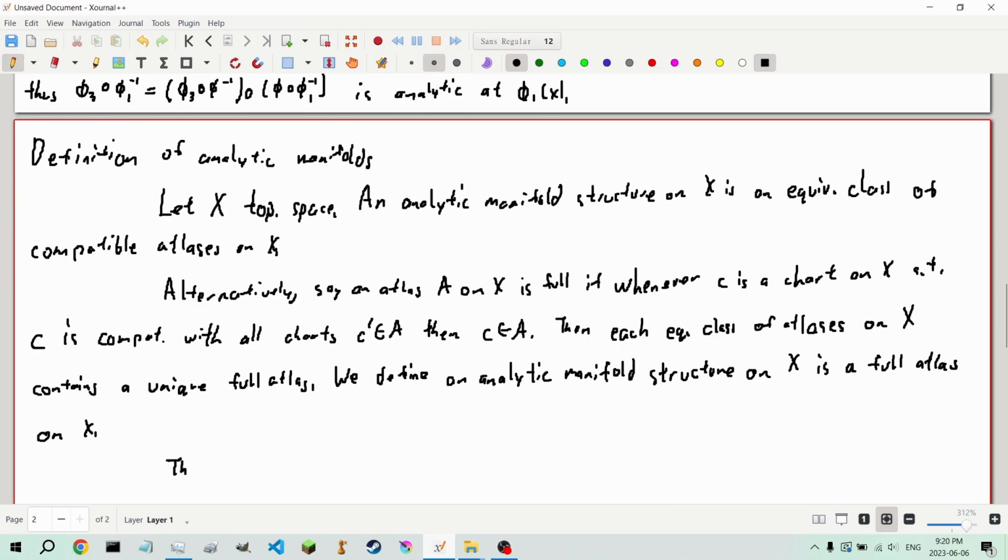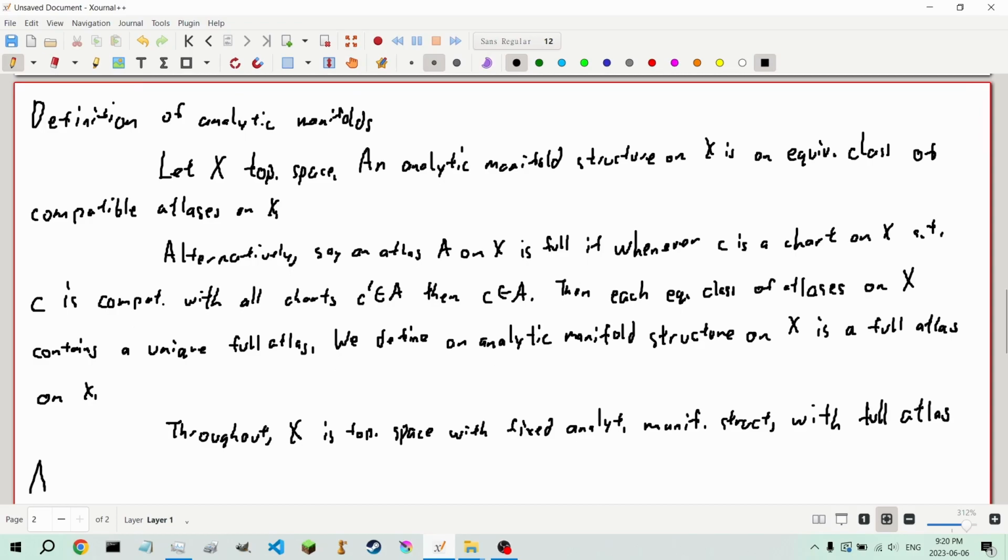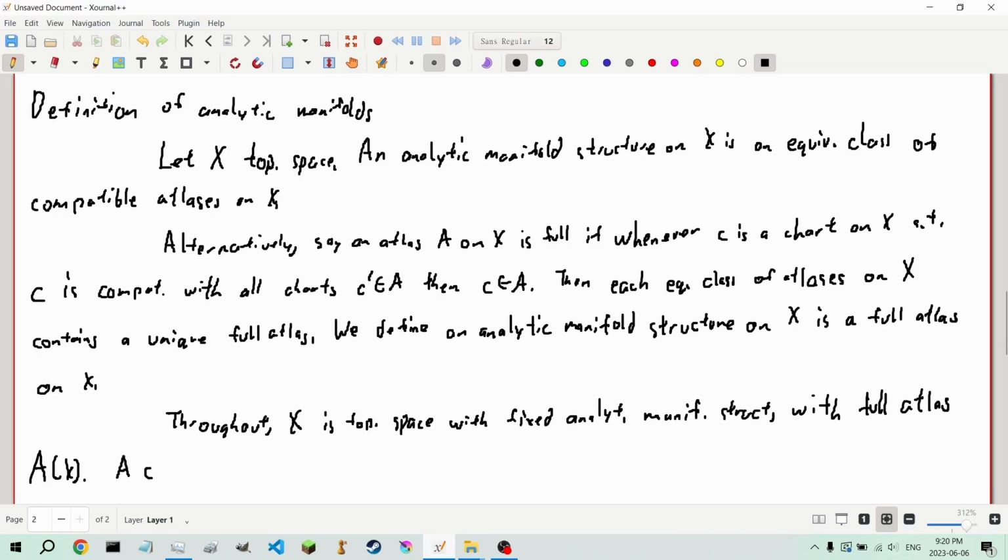And so henceforth throughout this chapter, X is a topological space with a fixed analytic manifold structure, with a full atlas A of X. The chart C on X will be assumed to be belonging to our full atlas in question. Okay.